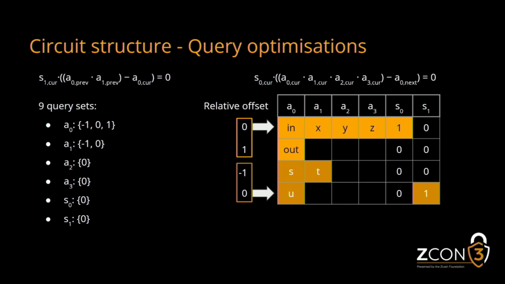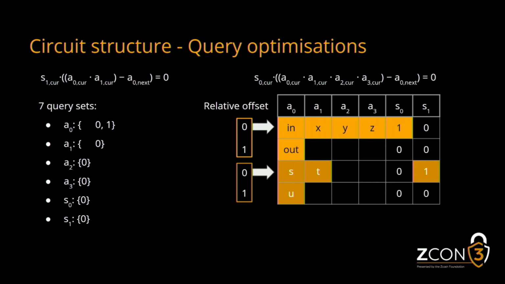But if you can identify certain constraints where you can adjust their contents, so in this case, we've adjusted on what row we enable the selector, now both constraints query current and next rows, and they don't query previous. Our number of query sets drops to 7, we save 64 bytes in the proof. And this can have a reasonably significant effect.